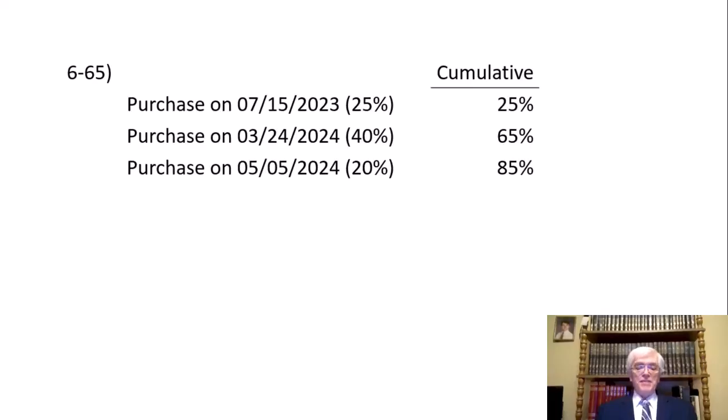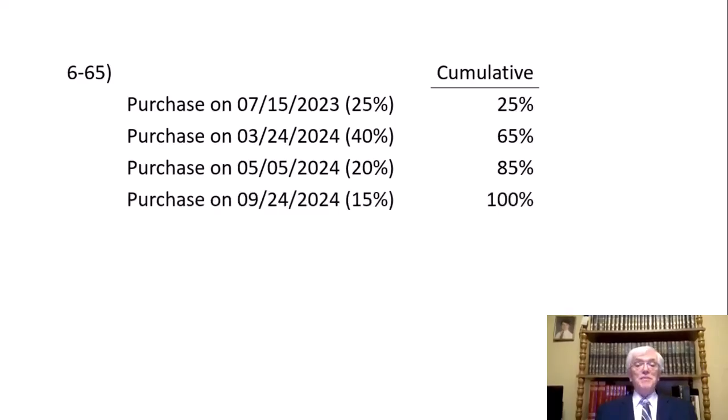They've got their 85%. They also say that on September 24th, 2024, they bought the remaining 15%. Now they're at 100%. That doesn't matter. You can leave that last 15% and never purchase it, and you're still eligible to do the 338 election. So the question was, for purposes of the 338 election, on what date does a qualified stock purchase occur?